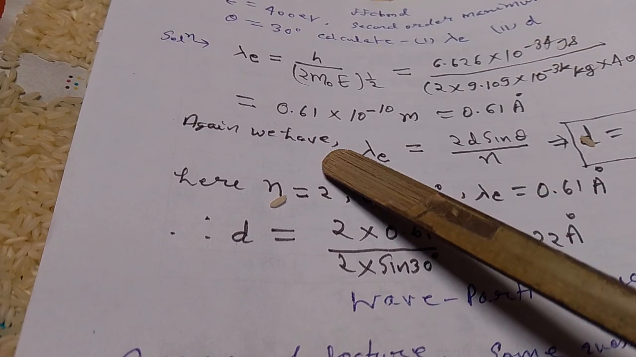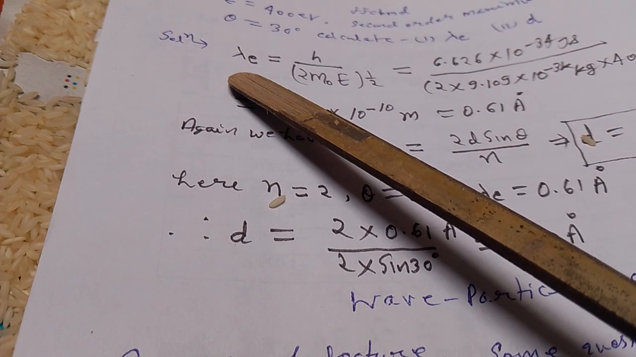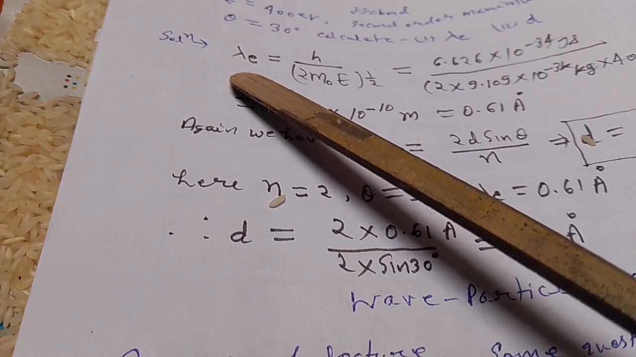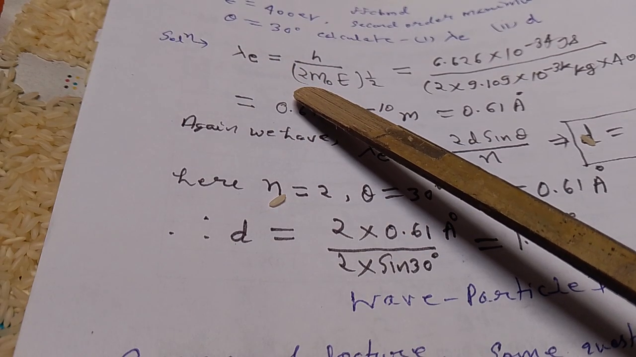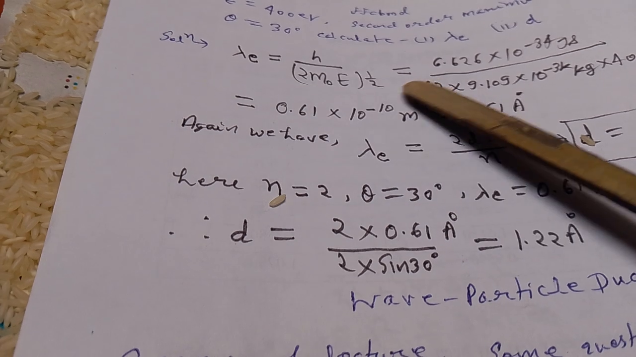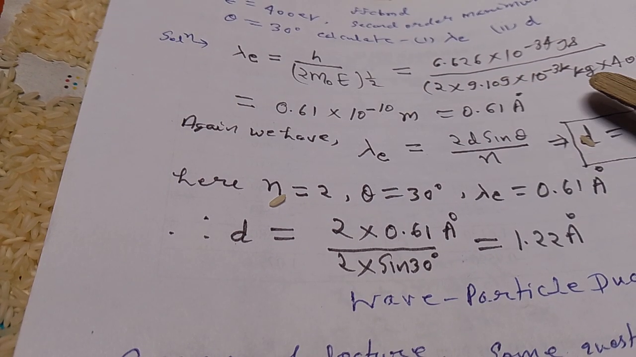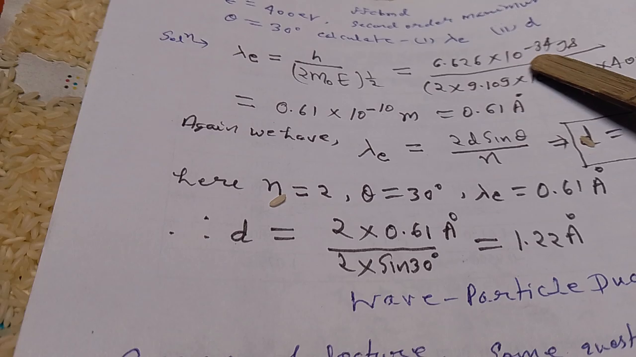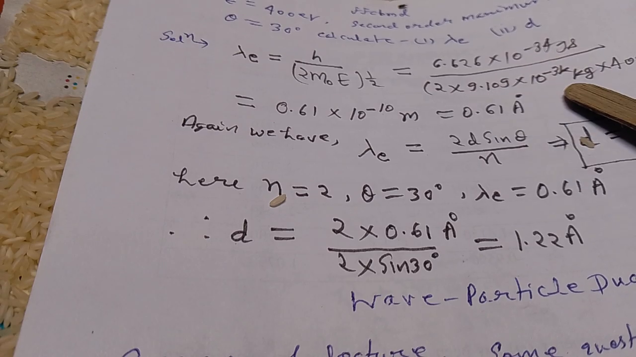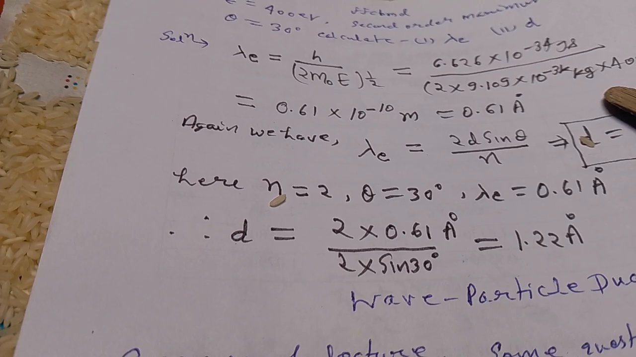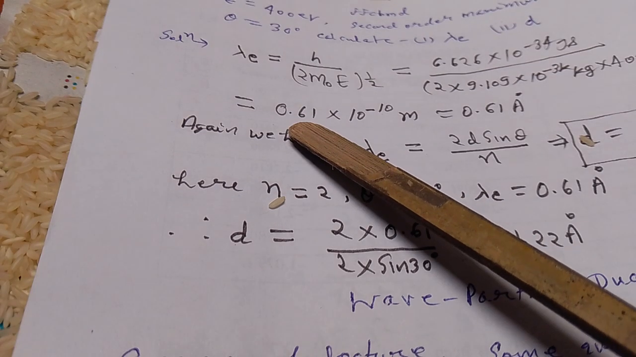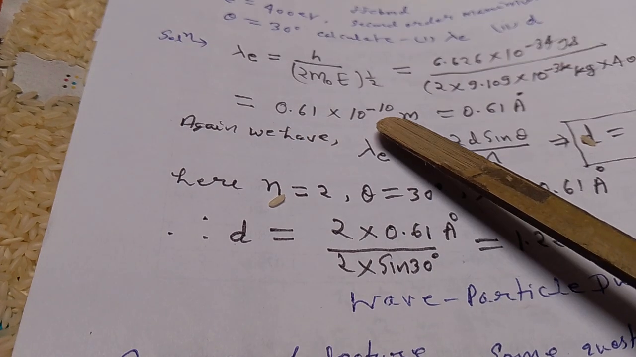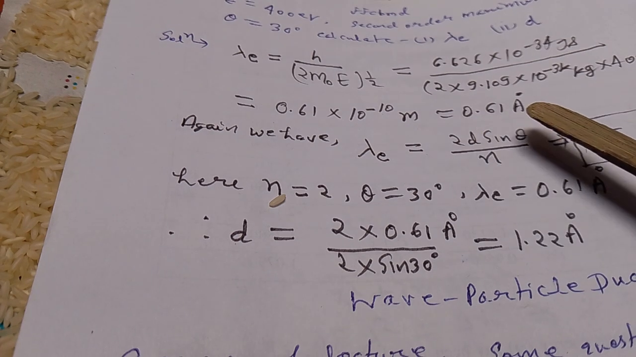d. So from the formula we have lambda e, the electron wavelength, given by h by under root 2 m e, and using the given values, that is the value of h, the value of mass of electron, and the value of energy, 400 electron volt, and solving this we get the value of lambda e as 0.61 into 10 to the power minus 10 meter, which means 0.61 angstrom.